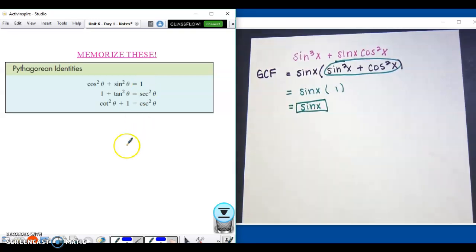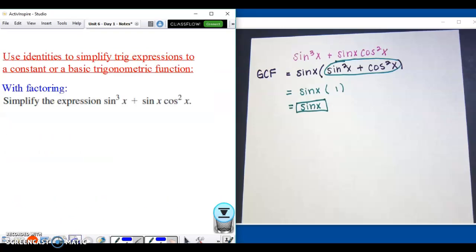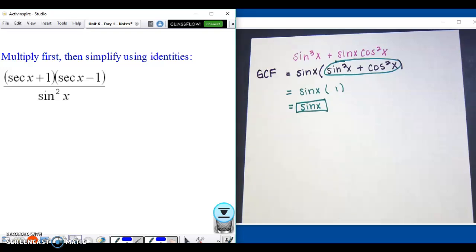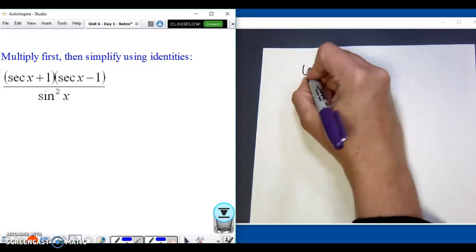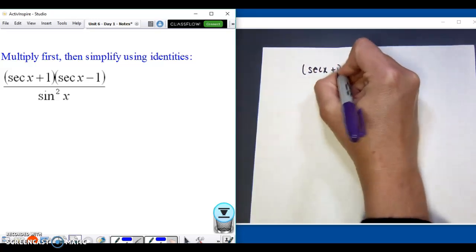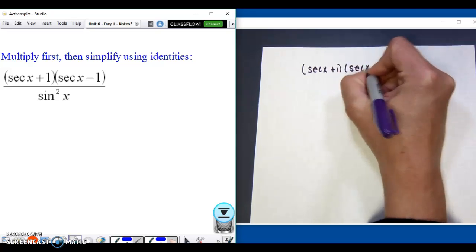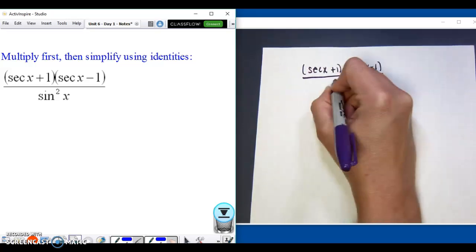So we simplify that to one basic trig function. Okay, so if we take a look at the next one. For the next one we have secant x plus 1 times secant x minus 1 over sine squared x.